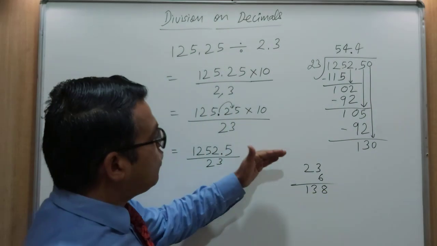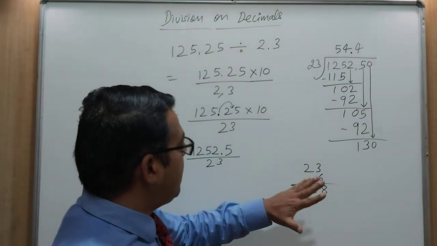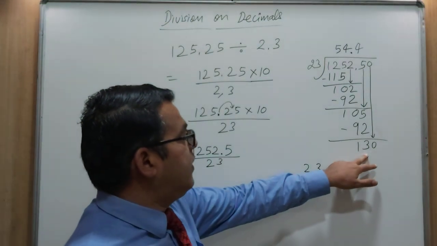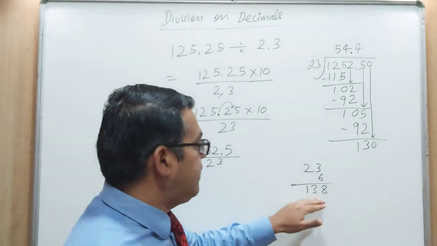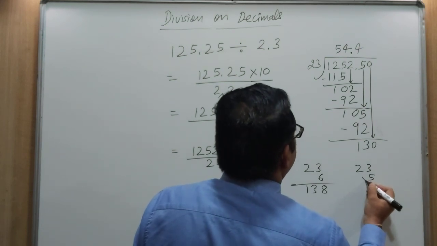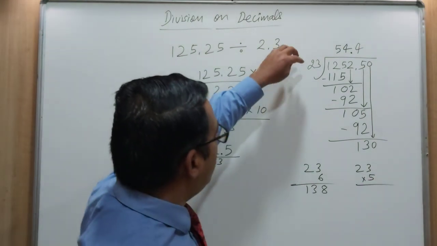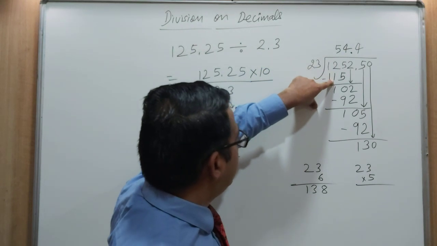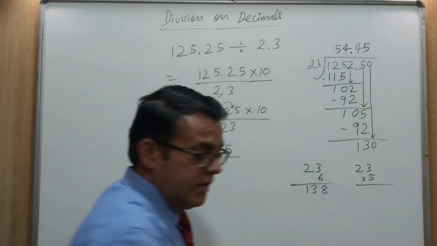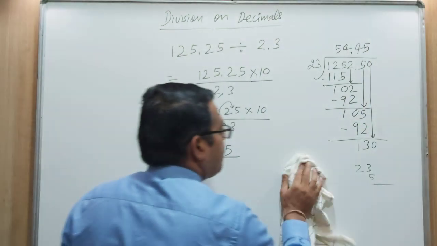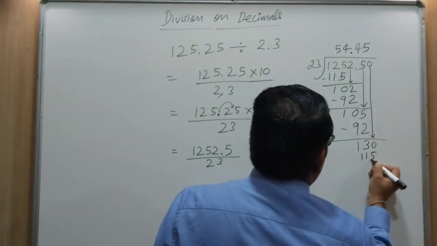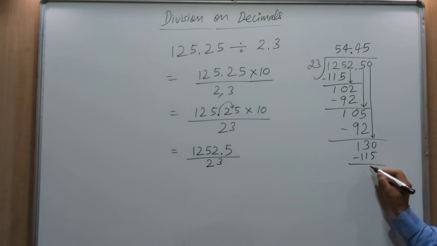So if we multiply 23 by 6, after multiplication what do we have? 138 we have. Here we have 130 only. It is bigger. So we'll try by multiplying 5. We have already multiplied here by 5. What do we have? 115. So 5 times it will go. We can write here 5. Right? And 115 we can write here.